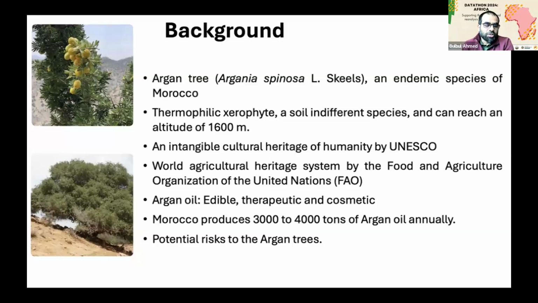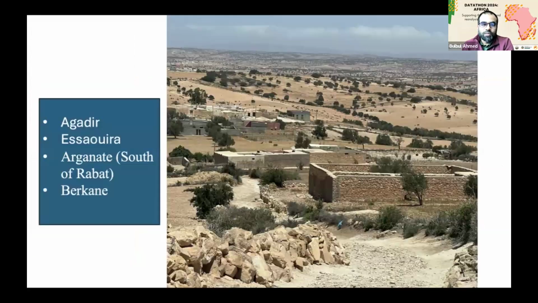Another thing to mention is that if we look at this figure, all over the place, if you look up in the photo, that is a huge mountainous area. All the green trees you can see are argan trees, and they are naturally growing there. It's not artificially cultivated. On the left side, see these four or five regions: Agadir, Essaouira, some of the southern Rabat, and Berkane in the north. These are mostly the naturally argan-growing areas in Morocco.